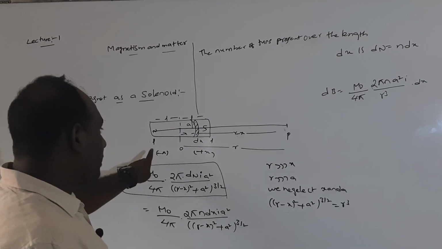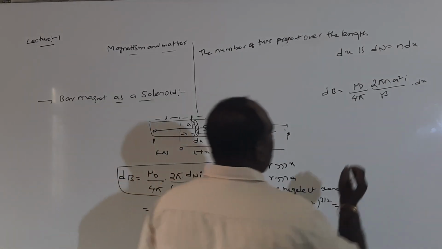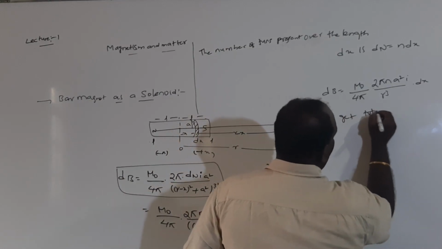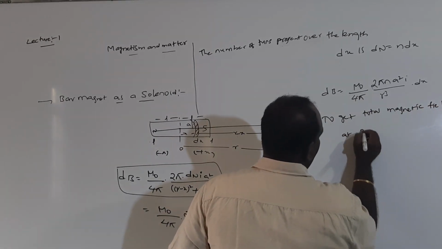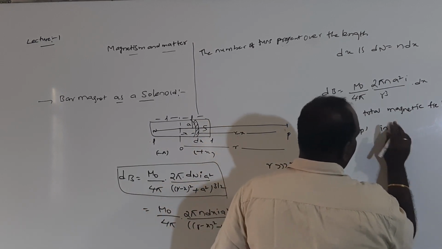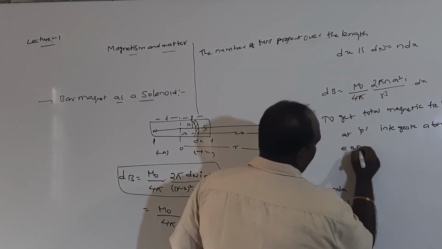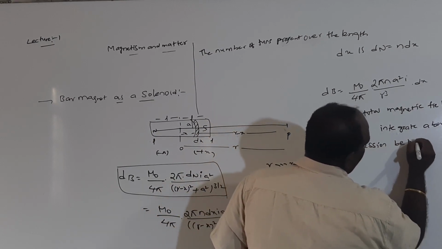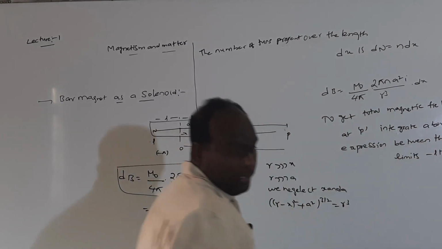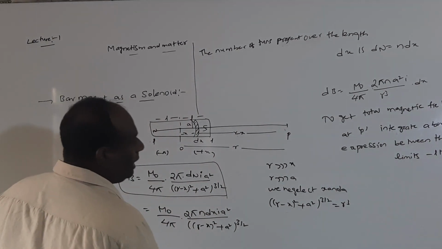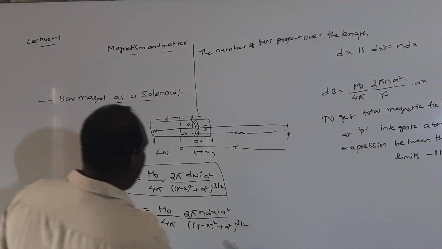Now I want to get the total magnetic field, not for the elemental portion. So if we integrate this expression between the limits minus L to plus L, we can get the total magnetic field at P. To get the total magnetic field at P, integrate the above expression between the limits minus L to plus L. Now, sir, I am rubbing this small portion, and I am also rubbing this.